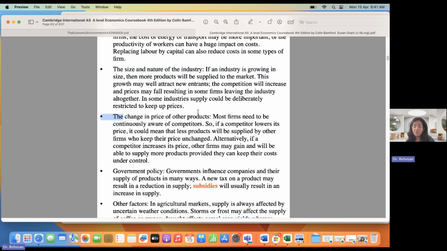The change in the prices of other products. If a competitor lowers its prices, it could mean that fewer products will be supplied by other firms because of the high competition. If other firms are reducing the prices, it might become less viable for other suppliers to produce at those prices, and hence the supply of the product also decreases.